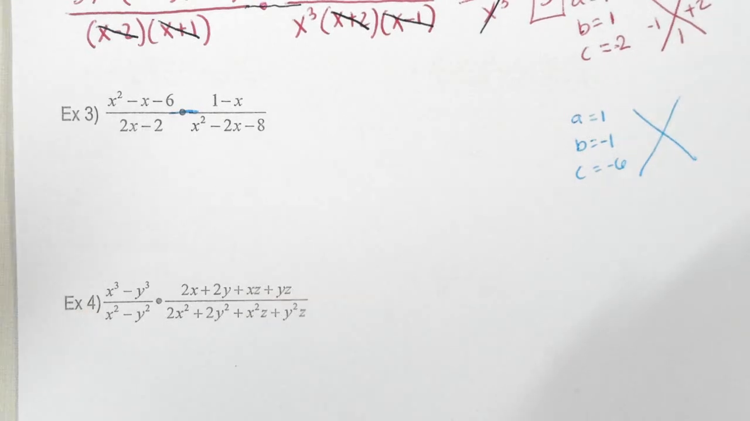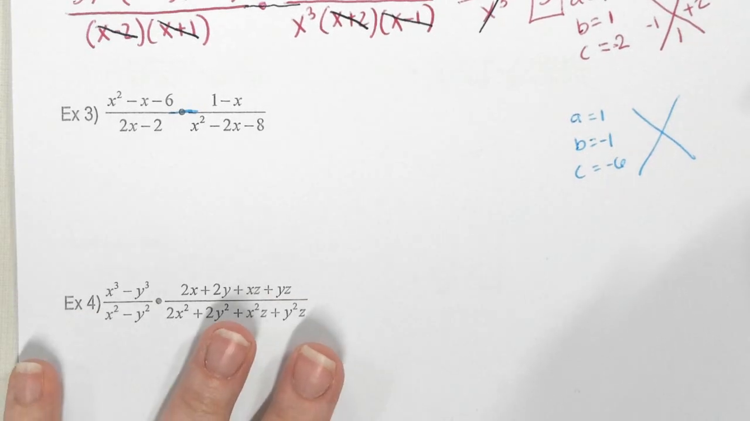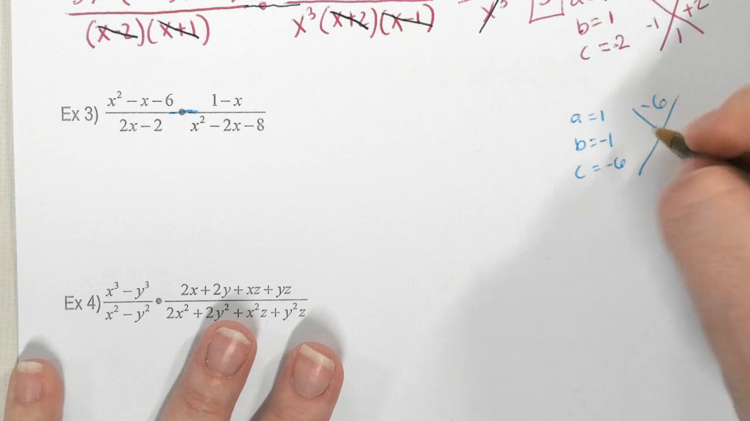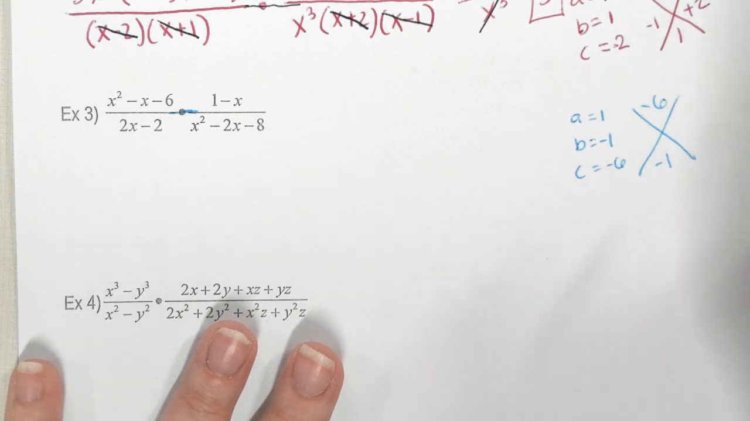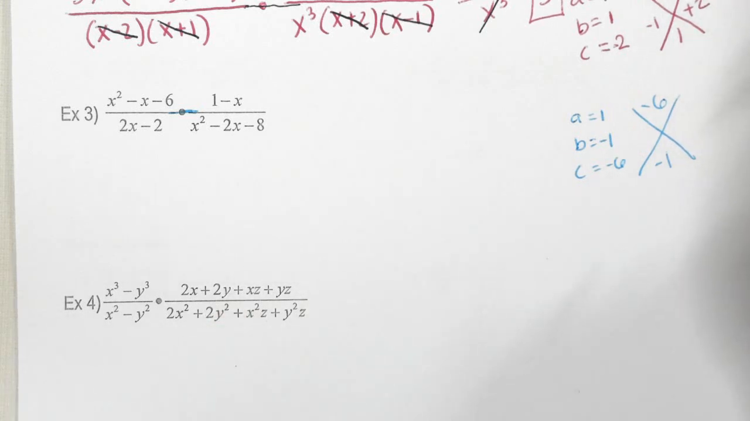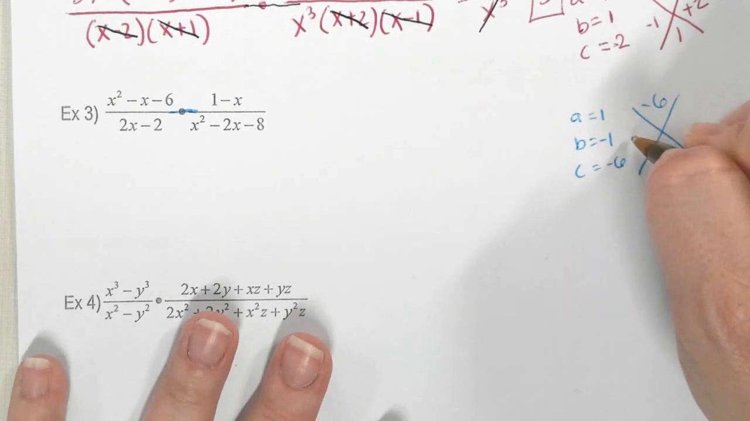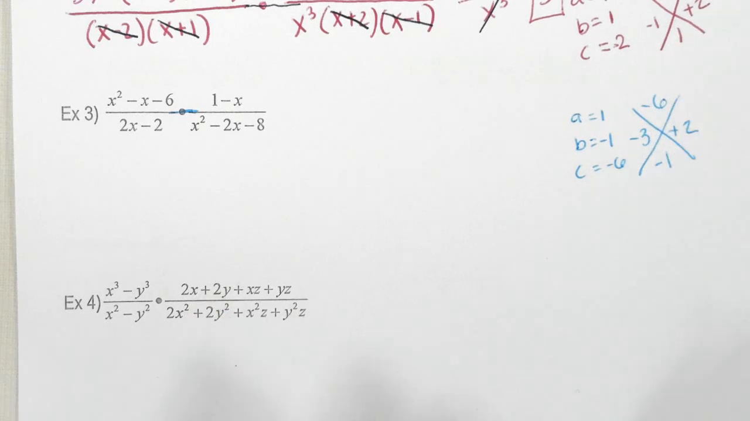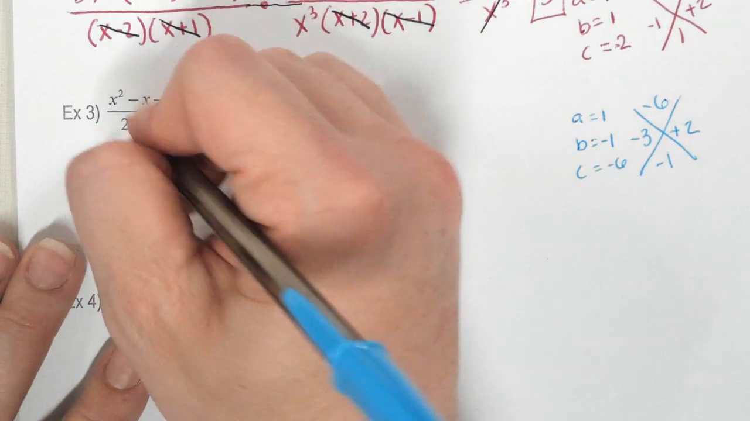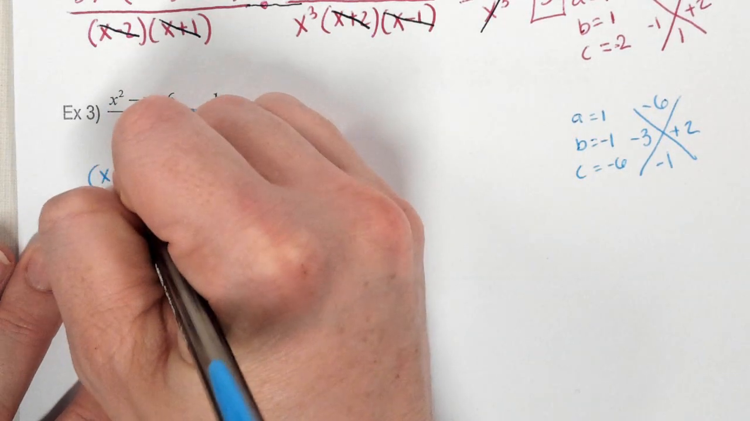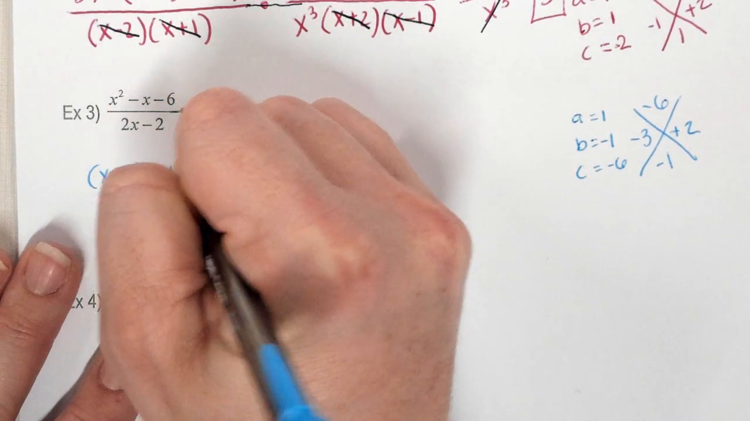What goes on top? -6. What goes on bottom? -1. Be careful, make sure it's negative. What multiplies to give you -6 and adds to give you -1? That's fine. If you can, cool. If not, no worries. -3, +2. So A was 1. Do we have to do the box? No. So this becomes x minus 3, x plus 2.